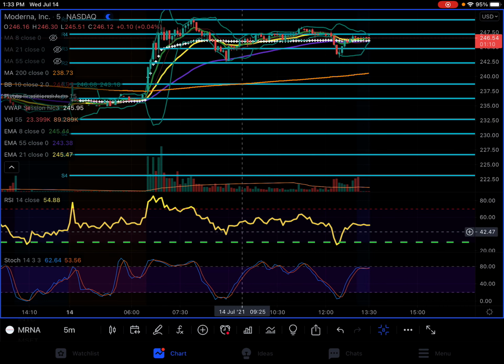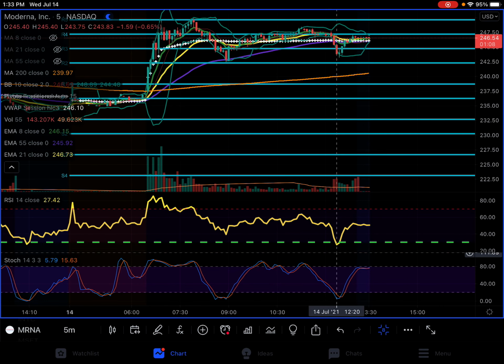But anyways, you see right here is oversold. Actually, this is a good example right here. It was oversold. So what happened? Look at it, exactly marked. The stock starts to go back up. It was oversold, starts to go back up.